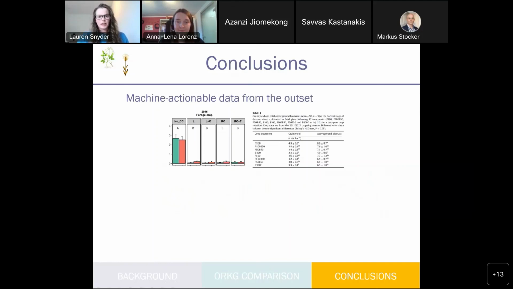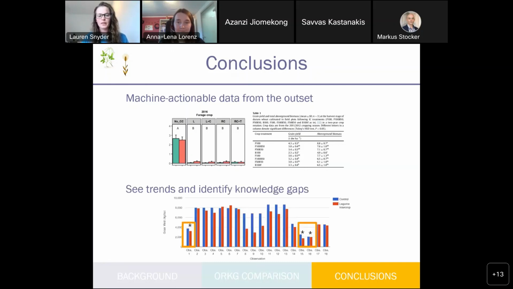One is the importance of producing scientific knowledge in a machine-actionable format from the outset. So for example, once data is presented in a figure, it becomes more difficult to precisely extract that quantitative data in a way that could be incorporated into the ORKG. And secondly, as a researcher working in the ORKG, I find it to be a really powerful tool because I'm able to see these overall trends across studies and identify areas that may require further exploration in terms of research and future studies.